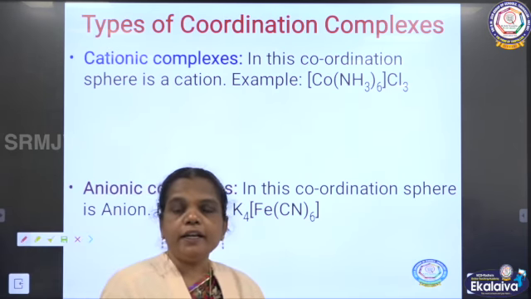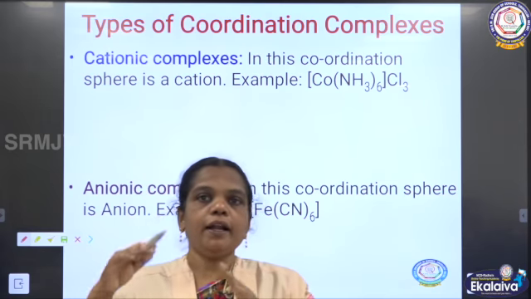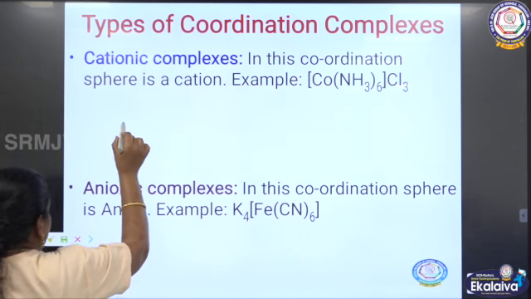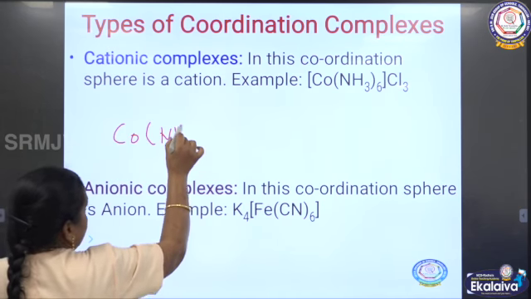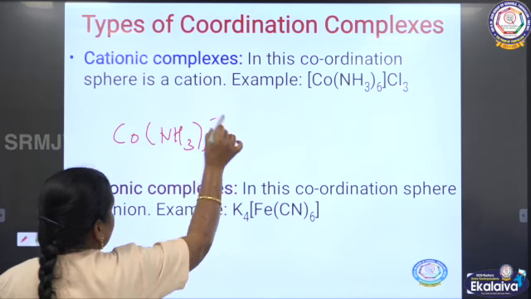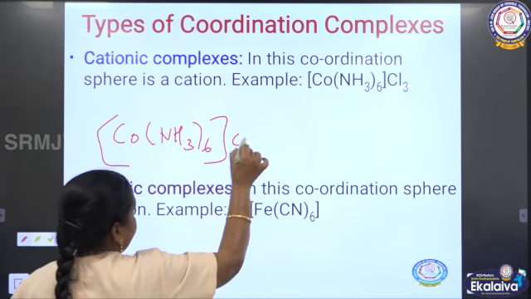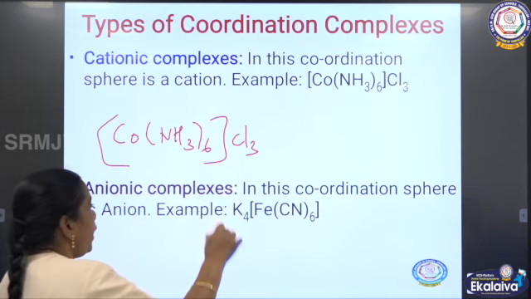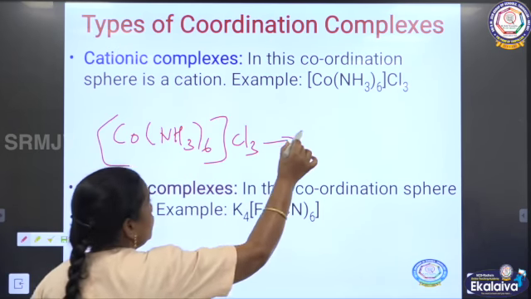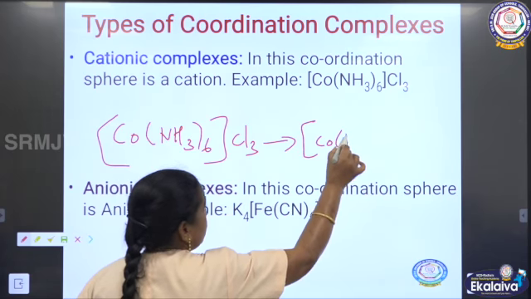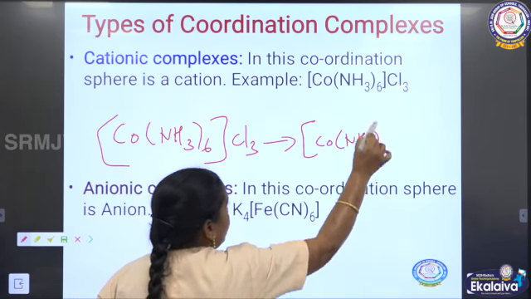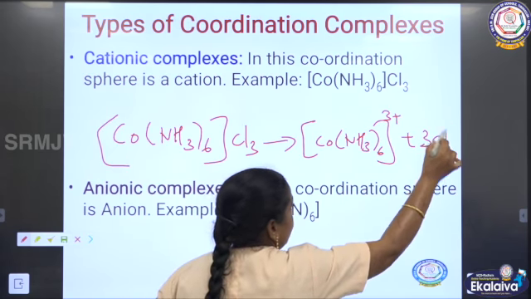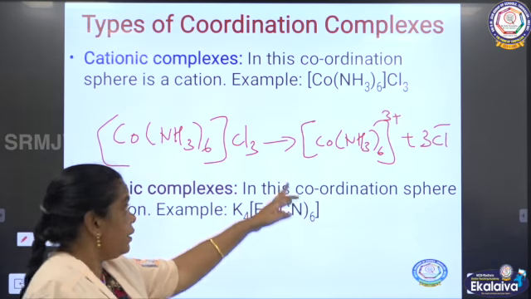Already we learned that in ionization, one is the ionizable part and another is the non-ionizable part. Based on that, for example, hexaamine cobalt 3 chloride. This is the name of the compound. It is going to be ionized into cobalt hexaamine 3 plus and 3Cl minus.